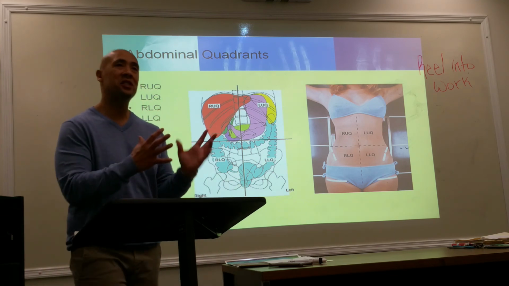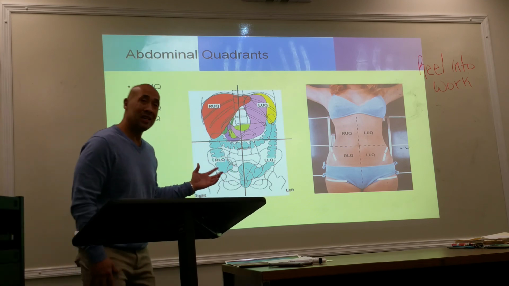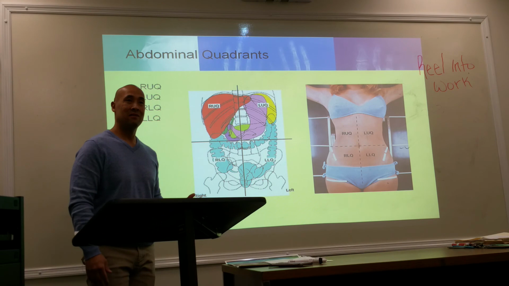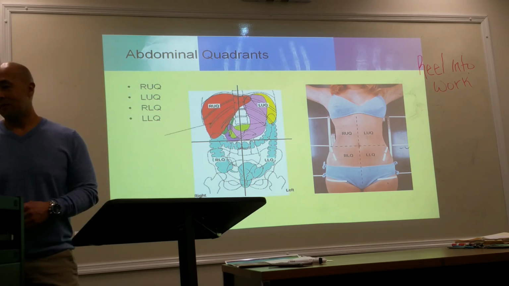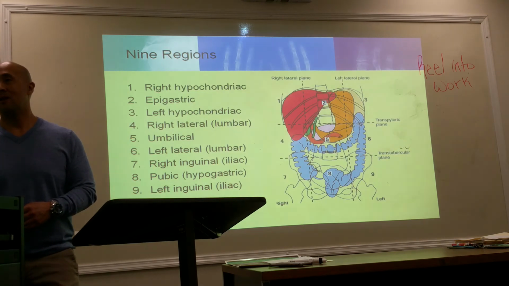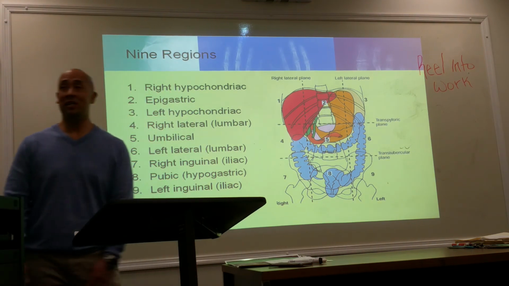Now, this is just a general mapping because it changes with body habitus. So this is just a general map. Boy, what's all this? Okay. Or it can be broken down to 9 different regions.